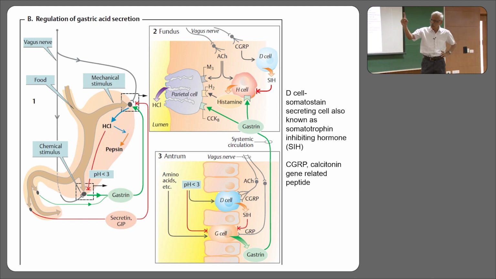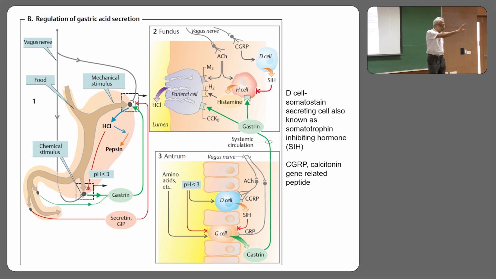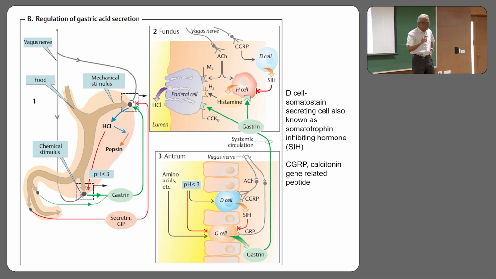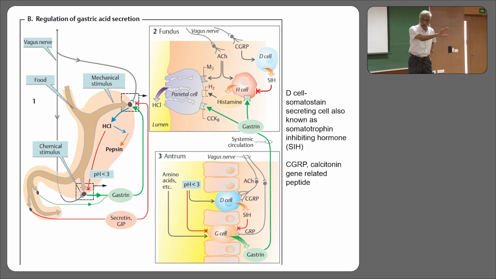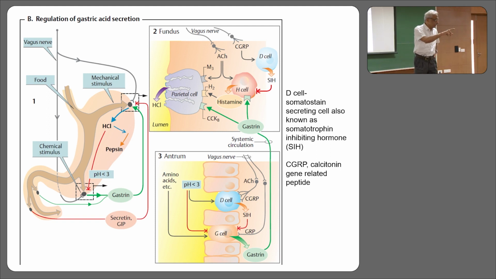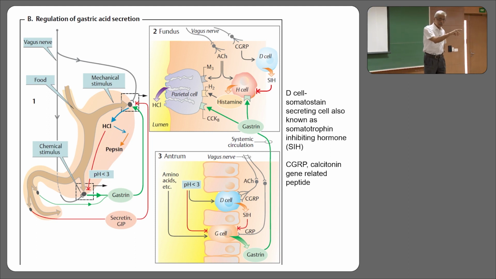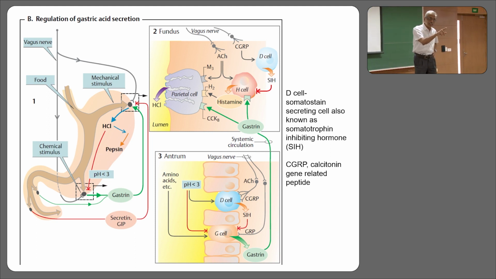Let's go to the pancreas. In the pancreas, we have islets of Langerhans. In the islets of Langerhans, there are beta cells, which you have done, then alpha cells, and then delta cells. Delta cells are also called D cells, and they are a source for a hormone, somatostatin.